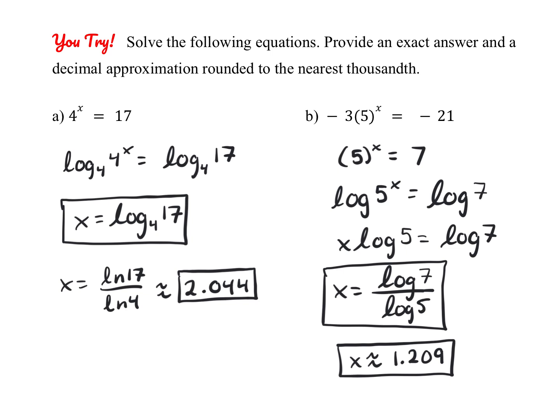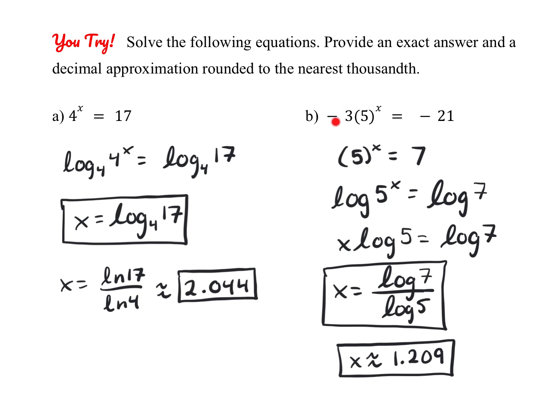So I did slightly different methods for each one. For the first one, I chose to do log base 4 on both sides just to match the base of my exponential term. And then this just simplifies to x. So log base 4 of 17 is an acceptable answer. Common log of 17 over common log of 4 is acceptable. Natural log of 17 over natural log of 4 is acceptable. And if you have this form, you will need to rewrite it to get that decimal approximation.